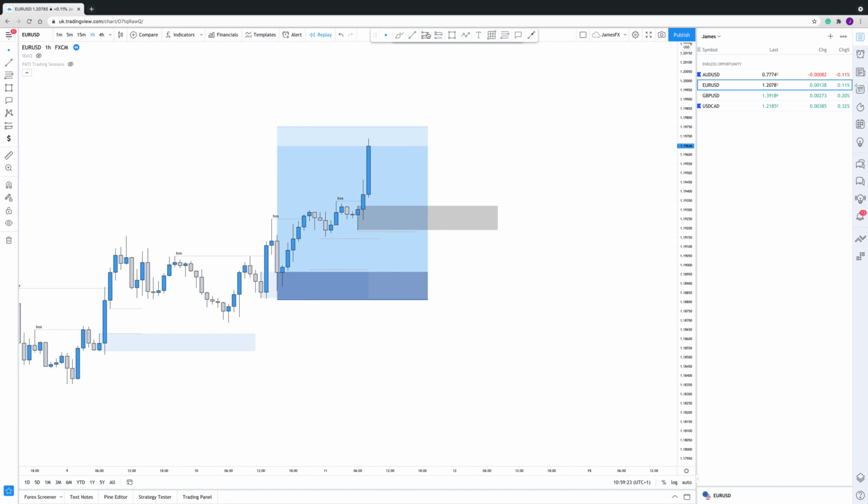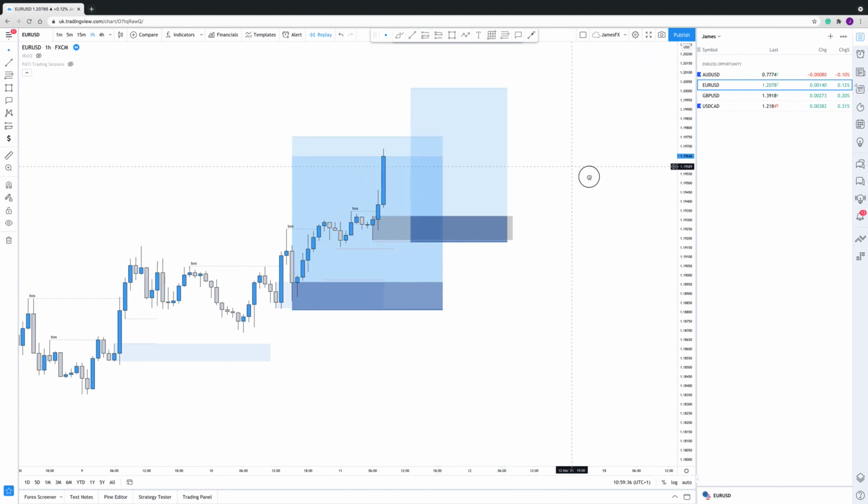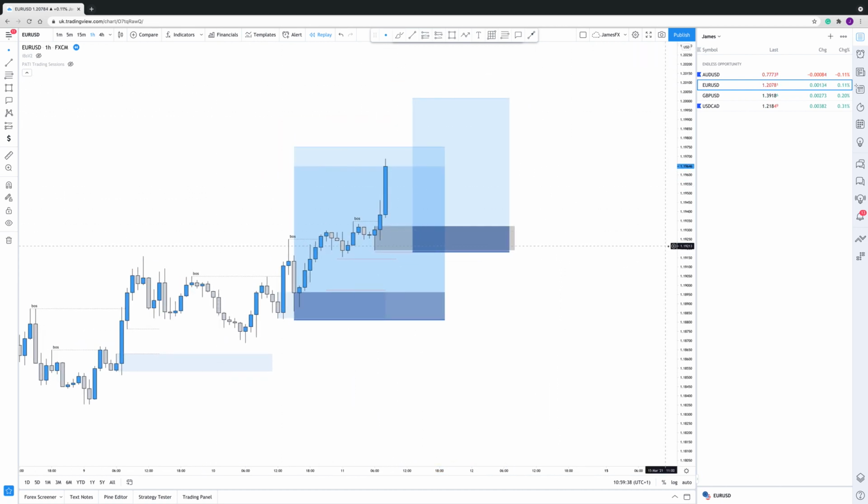So I can't quite remember what happens in price, so I'm just going to set an entry and see what we get. Stop loss just below the order block, 14 pips. And I'm going to see what we get.